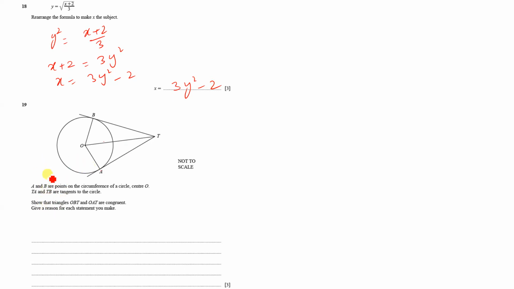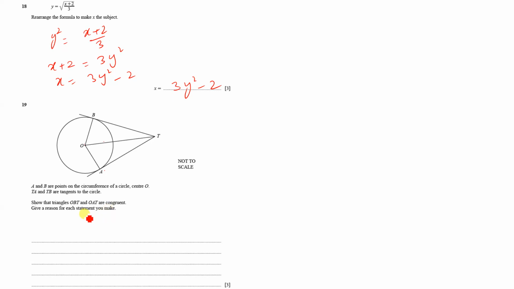Question number 19. A and B are points on the circumference of a circle with center O. TA and TB are tangents to the circle. Show that the triangles OBT, that is this one, and OAT are congruent, and give a reason for each statement you make.